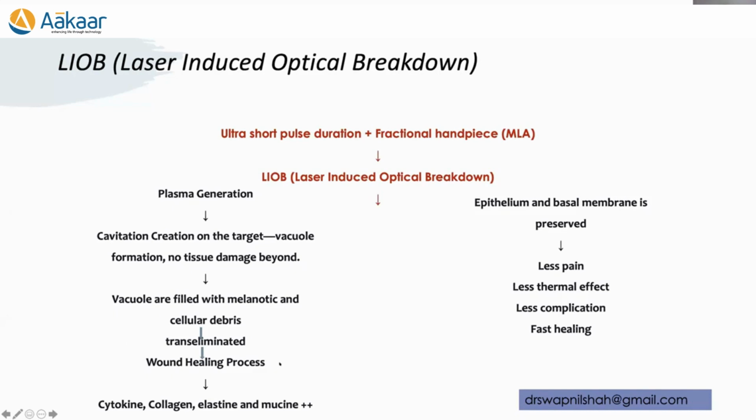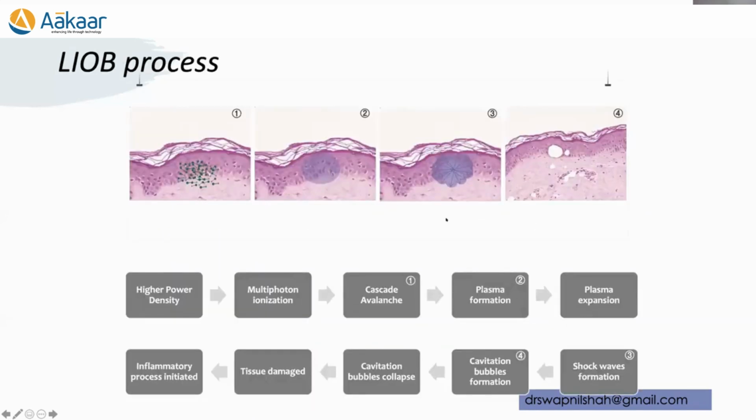Wound healing process is started with release of cytokine, collagen, and mucin, and you get new collagenoses and new elastic fibrin. But the epithelial, the outer stratum corneum and basal layers, the basal membrane, is preserved. So less pain, less thermal effect, less complication, and faster healing. So less downtime. That's an advantage of LIOBs. So basically, LIOBs is a new type of fractional injury without damaging the stratum corneum, the skin barrier.